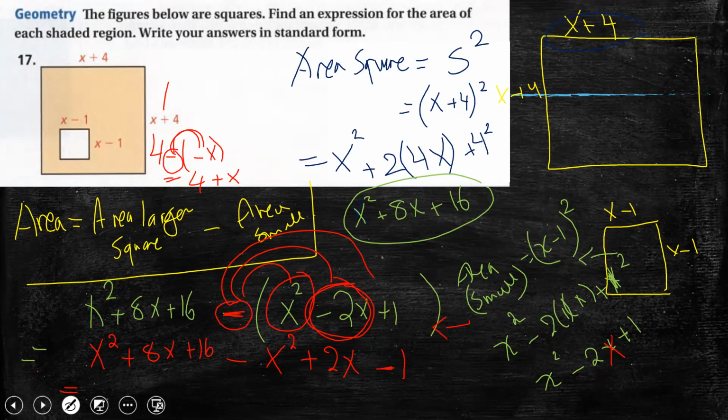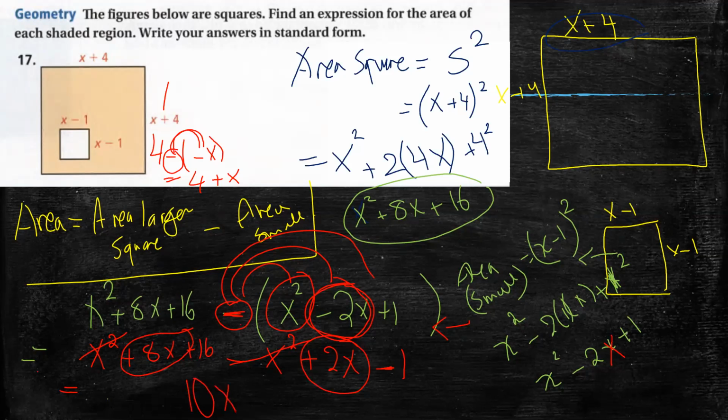Look here now. Here you have x squared minus x squared. 8x, I will simplify it now with 2x, it comes like 10x. 16 minus 1 equals 15. So the area of the shaded part is 10x plus 15. Is it clear?